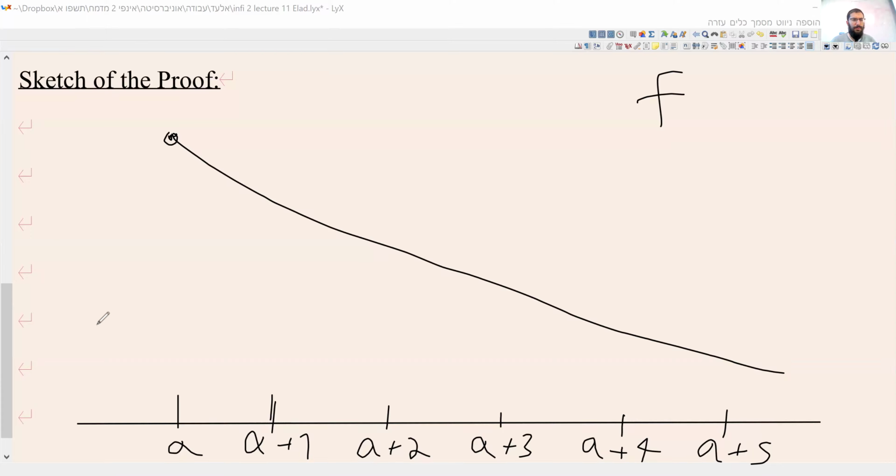The different color, let's choose something. Now, if we look at the points on the graph itself, we know their heights. They're on the graph. So here it is f(a+1), it's the level of a+1, and here it is the level of a+2, and so on and so on. Now, on one hand, one can write down the following rectangles.